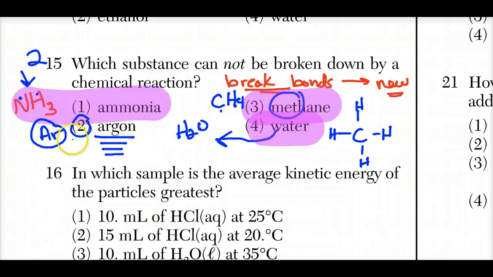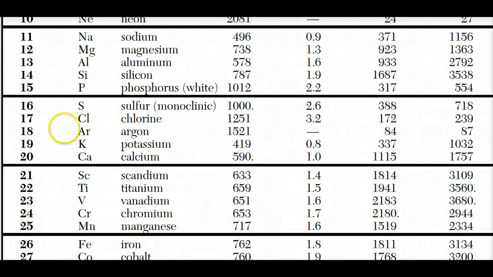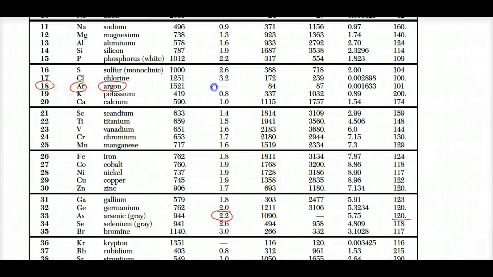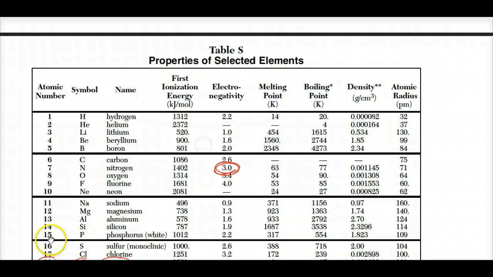And if you didn't know argon was Ar, not a compound, you could check Table S. Let's do that. Table S lists atomic number with the symbol with the name. So if you didn't know argon was Ar, there's a place to look, okay? Table S is your friend, okay?